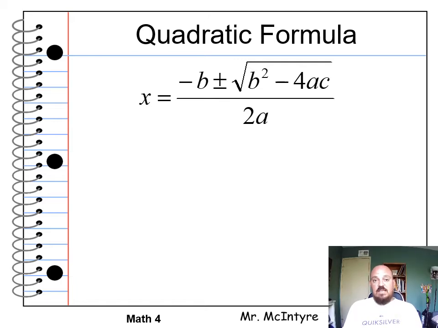And actually, I said negative b. A better way of wording that would be to say the opposite of b, because if b is already a negative number, it turns positive. So you don't want to think it's always negative there. It's the opposite of whatever b was.